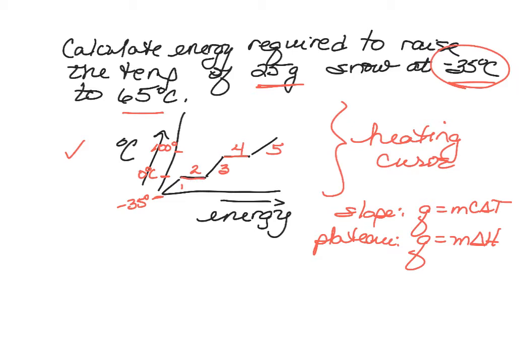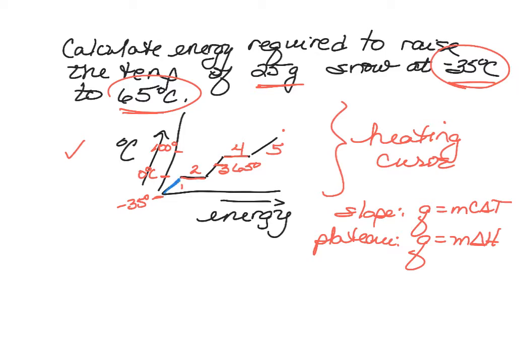And so this question asks us to heat it up to 65. So we're not going all the way up here to steam. We're maybe here, so we'll call that 65. Okay, so let me change colors of my pen again. So how many calculations do we need?